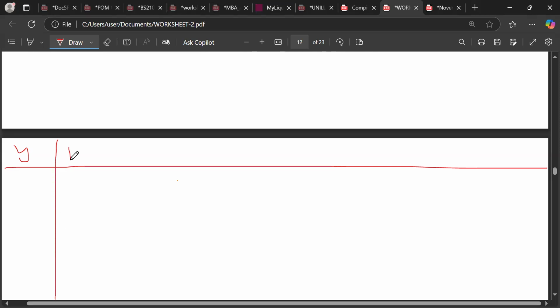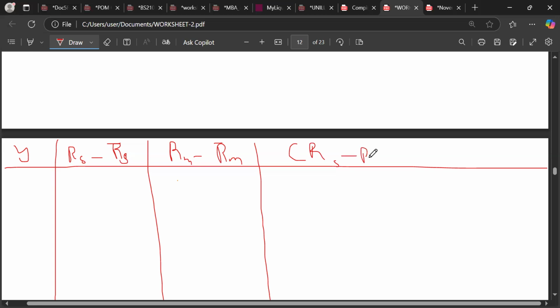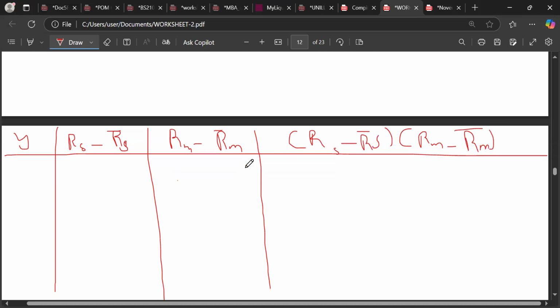Then we're going to have the return of SOFI minus the mean return of SOFI, RS bar. Then the market proxy return, RM, minus the average market proxy return, RM bar. In the last column, we have the product: return of SOFI minus the average return of SOFI, multiplied by the return of the market proxy minus the average market proxy return. Any questions so far?